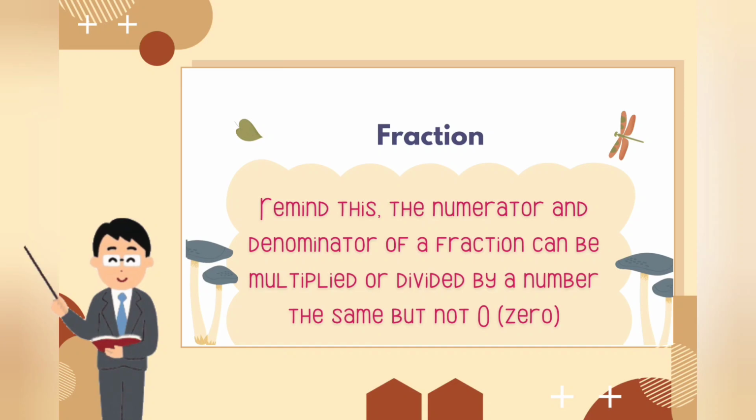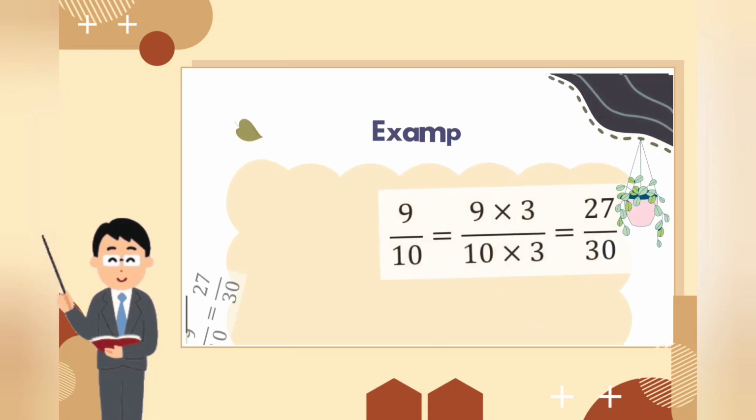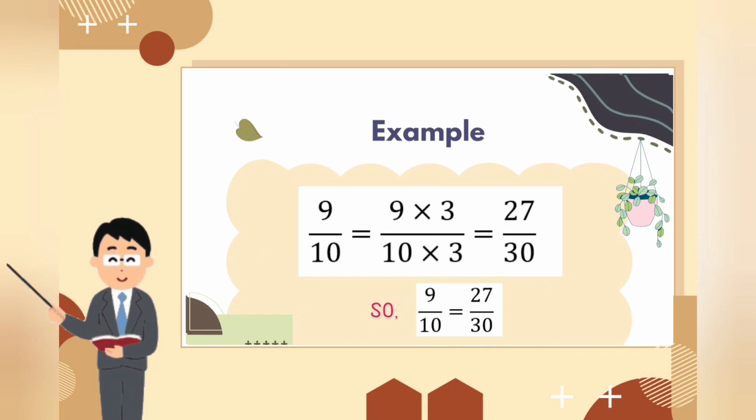The value of a fraction remains the same if the numerator and denominator are both multiplied or divided by the same number, but not 0. Example: 9 divided by 10 equals 9 times 3 divided by 10 times 3, equals 27 divided by 30. So 9 divided by 10 equals 27 divided by 30.